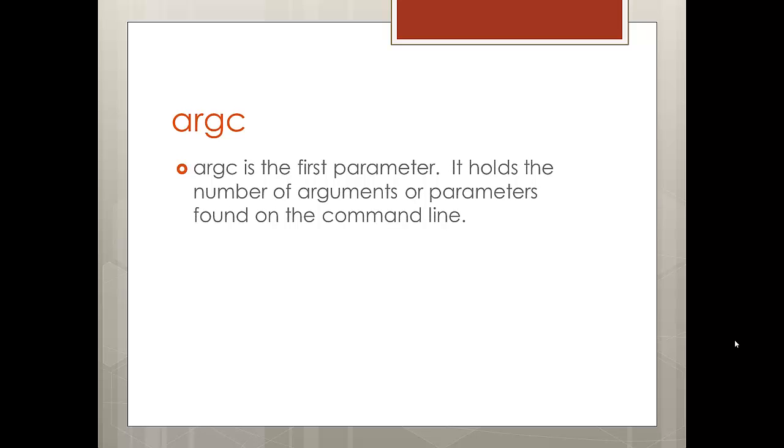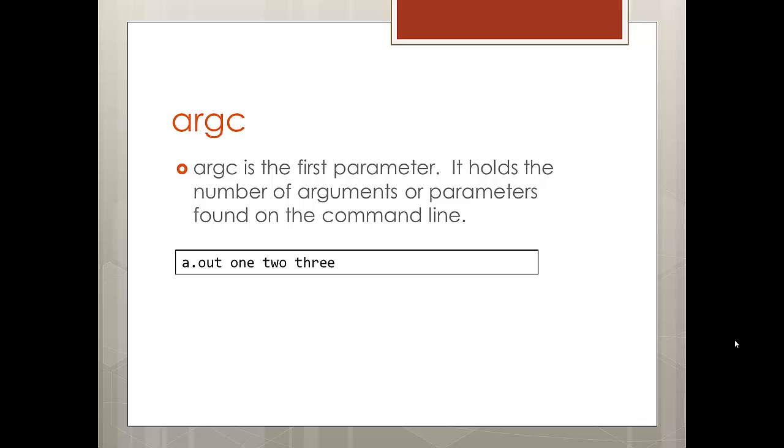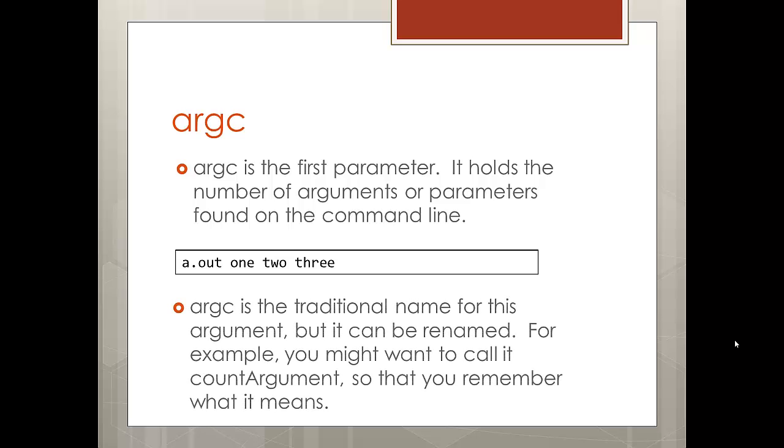Argc is the first parameter in our modified main. It tells the program how many arguments are going to follow. In this example, argc would be 4 because there are 4 inputs: a.out, 1, 2, and 3. Argc is the proper syntactical name for this argument. However, you can name it whatever you like, as long as it is still of type int.